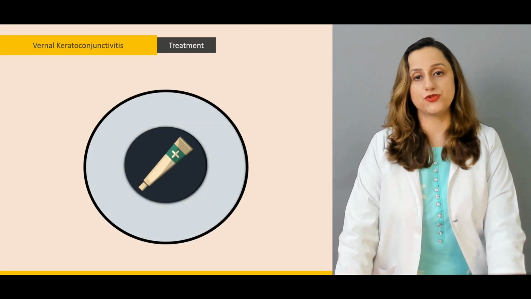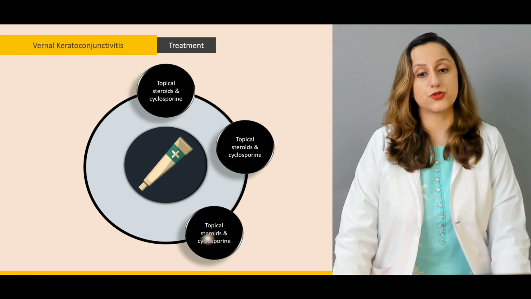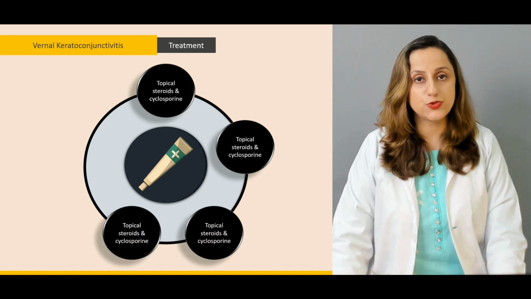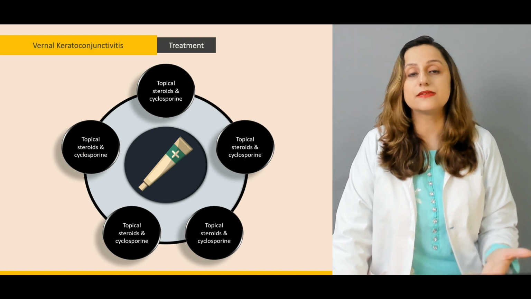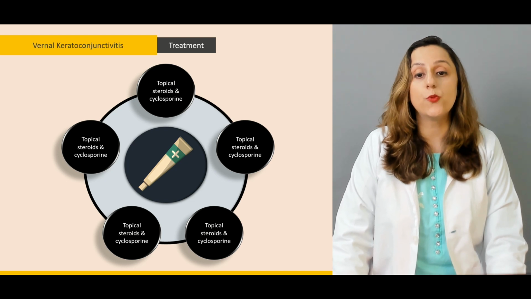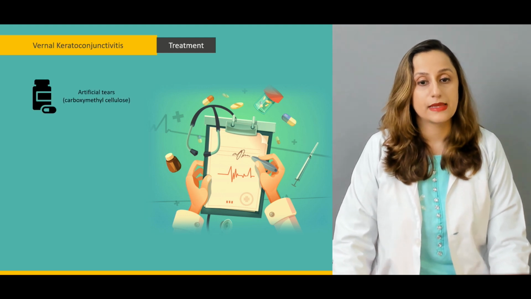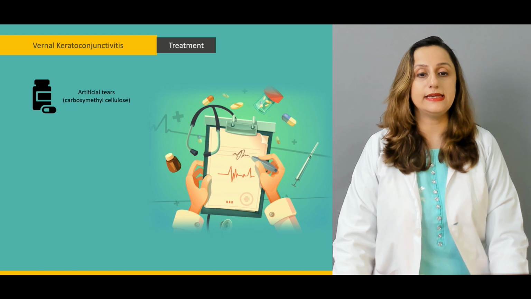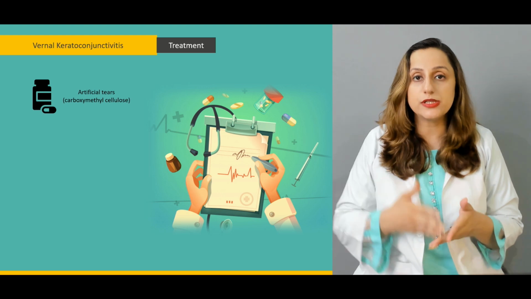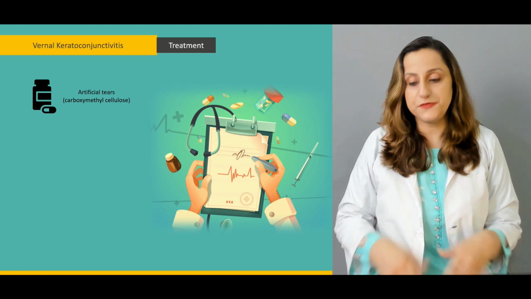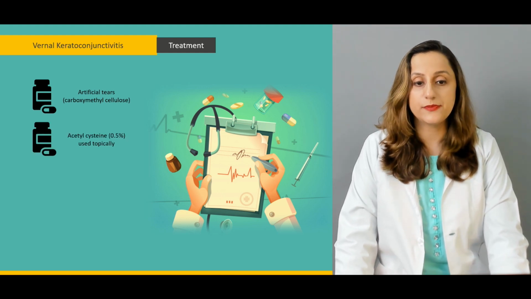The mainstay for the treatment of vernal keratoconjunctivitis would be the steroids and the cyclosporins. Whether it is the treatment of the complications or the treatment of the major signs and symptoms of vernal keratoconjunctivitis, the treatment would include steroids and cyclosporins. Artificial tears, obviously, are used for mucolytic or lubricating purposes. The artificial tears, which are composed of carboxymethyl cellulose, will be prescribed to the patient.